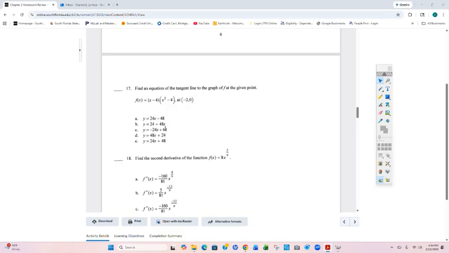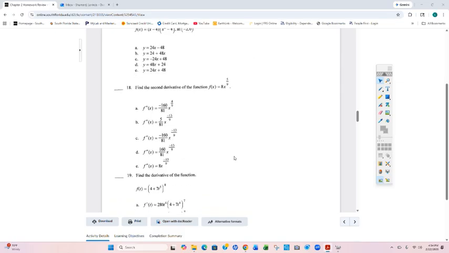B, y equals 24 plus 48x. C, y equals -24x plus 48. D, y equals 48x plus 24. E, y equals 24x plus 48. A, just in case I made a mistake, A was y equals 24x minus 48. E was y equals 24x plus 48. Number 17, the answer is E, and that comes from section 2.3.